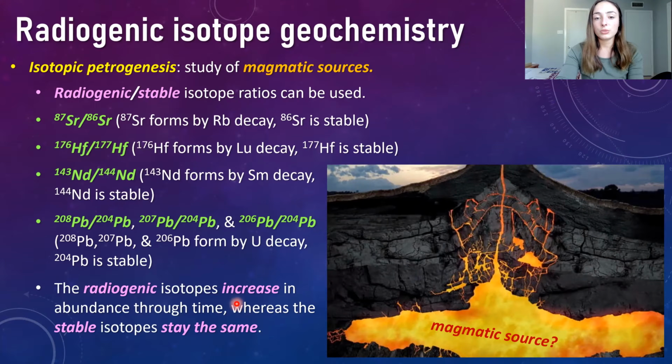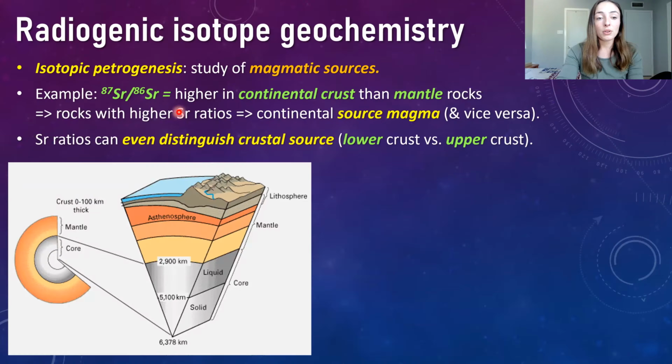These types of isotope ratios are really useful because, for example, strontium 87 to 86 ratios are consistently higher in continental crust than they are in mantle rocks. Because of this, rocks with higher strontium 87 to 86 ratios can be determined to be from a continental crust source magma rather than a mantle source. So strontium 87 to 86 ratios can tell us whether the magmatic source was crustal or from the mantle. Not only that, but if it is crustal, it can even distinguish whether it was a lower crust source or an upper crust source.